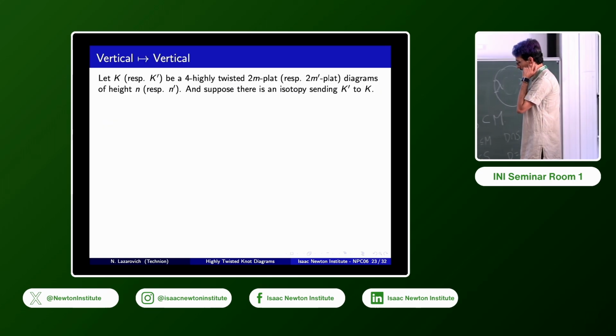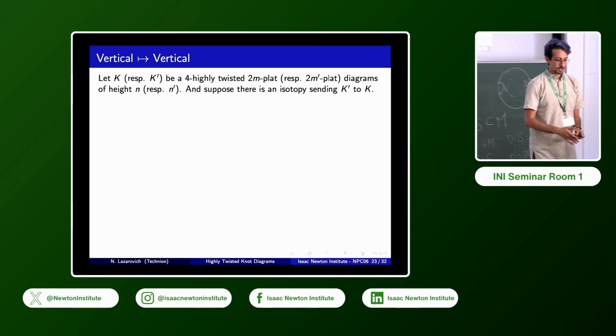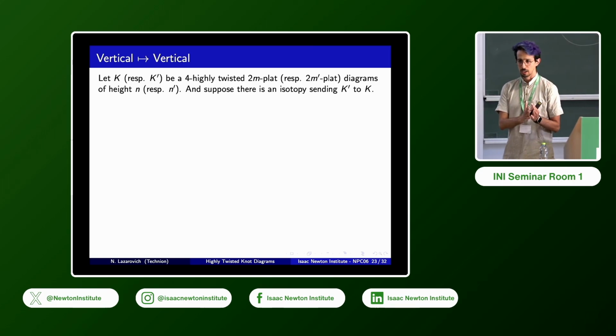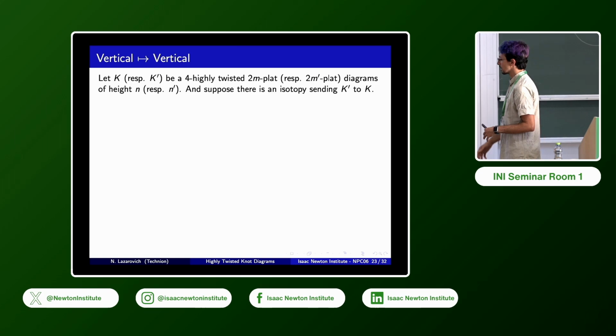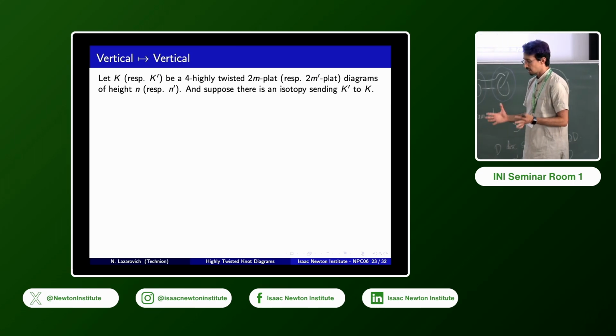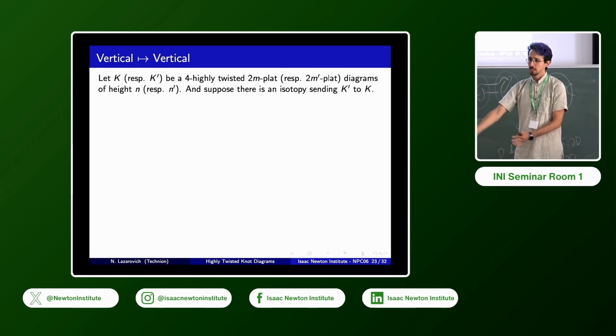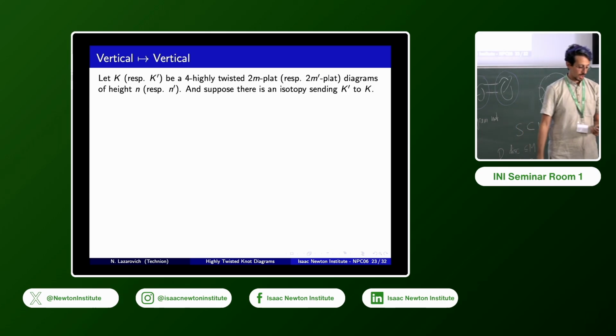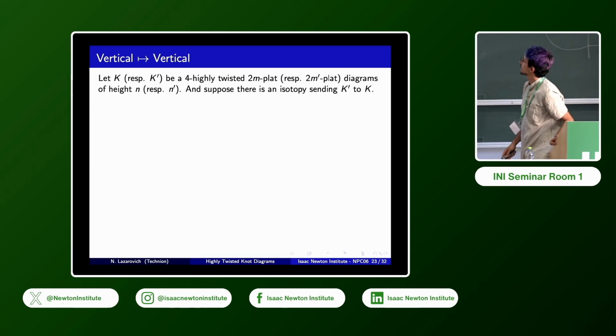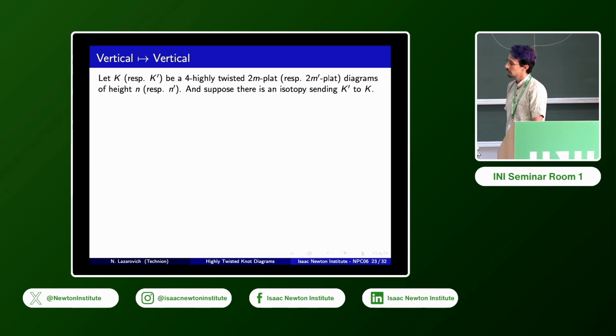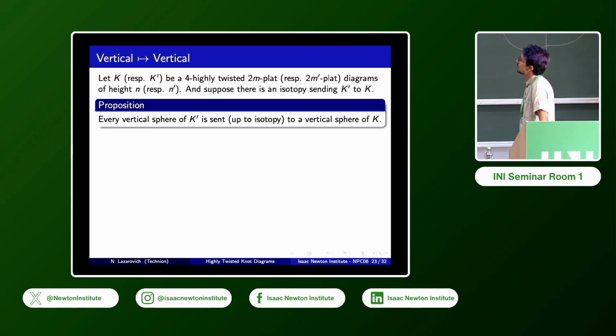Now what? Now the proof goes as follows. So we have this collection of vertical spheres. You can think of all of those vertical spheres. And the first step is to show that the isotopy that takes one knot diagram to the other takes vertical spheres to vertical spheres. This already aligns quite a lot of the diagram for us. And let's maybe explain briefly how this is done. So, yeah, that's the proposition.